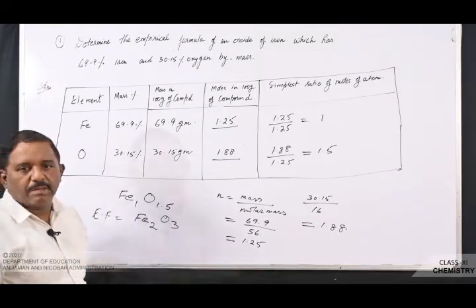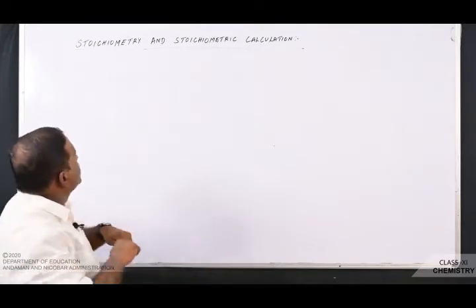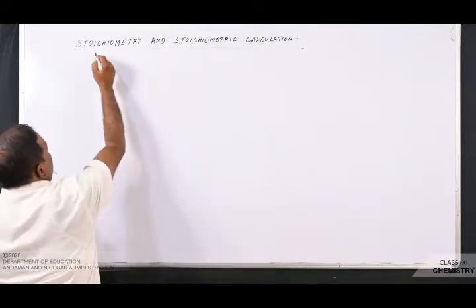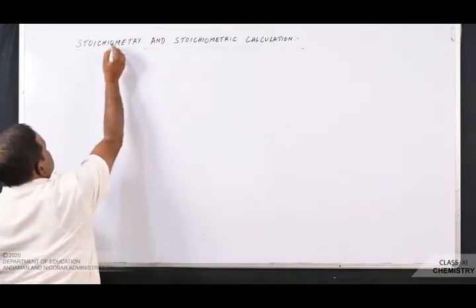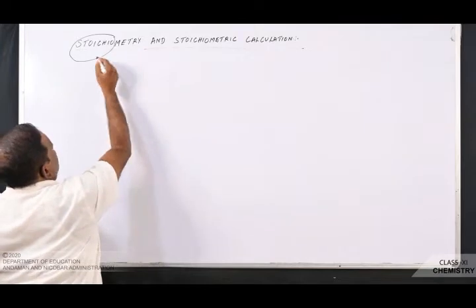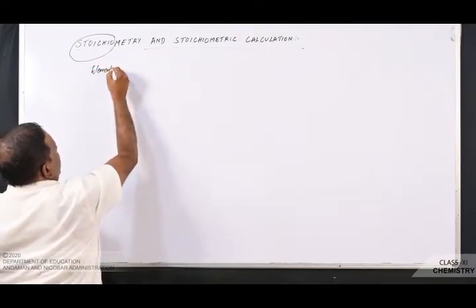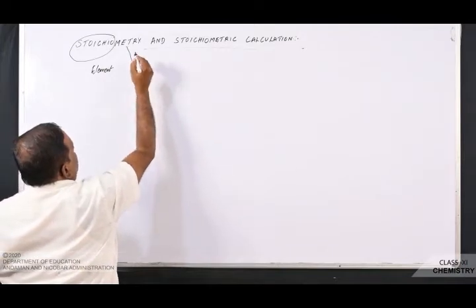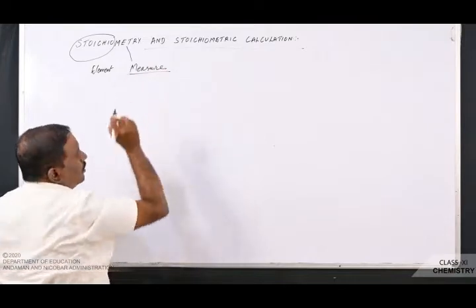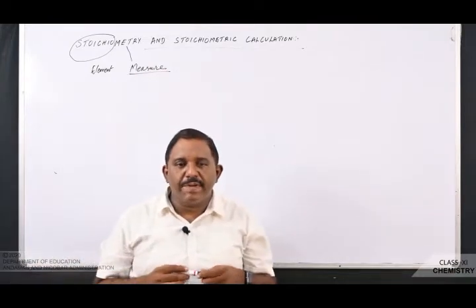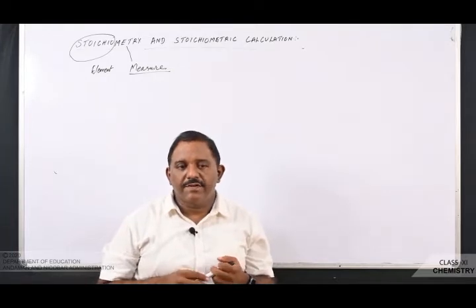So students, next our topic is stoichiometry and stoichiometry calculation. What is stoichiometry? This word has been derived from Greek words: stoicheion, which means element, and metron, which means measure. Calculation based on the quantitative relationship between reactant and product is referred to as stoichiometry.